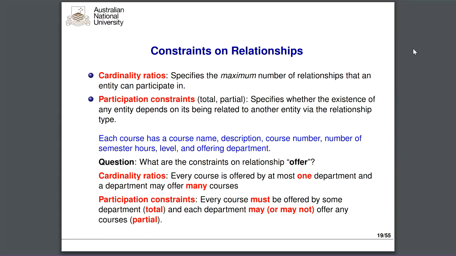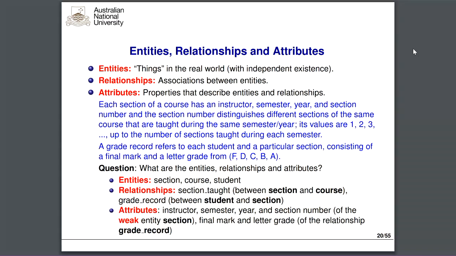Think about it that way. And then participation constraints: every course must be offered by some department, so that is total, while a department may or may not offer some courses, so that's the kind of partial. So we want to identify those. Once we identify those pieces, we put them into the diagram. Now there are other longer sentences, and at the end, we just go through each sentence and try to identify what is going on.